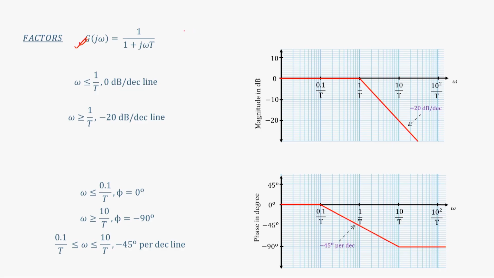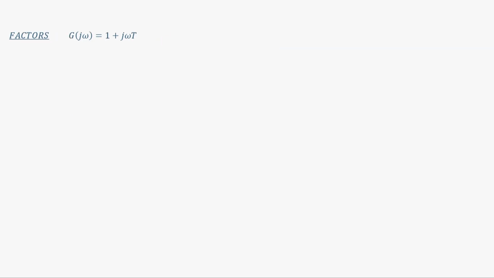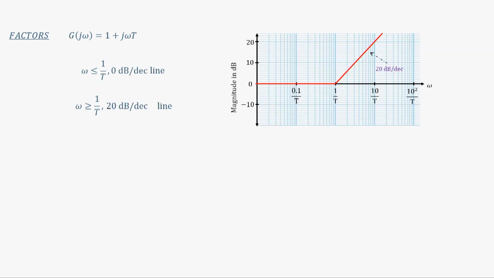So, if you have a pole, then that pole will lead to a magnitude plot of this form and a phase plot of this form. What about a 0? Just the opposite, right? So, for a 0, instead of a minus 20 dB per decade line, you will have a plus 20 dB per decade line now.